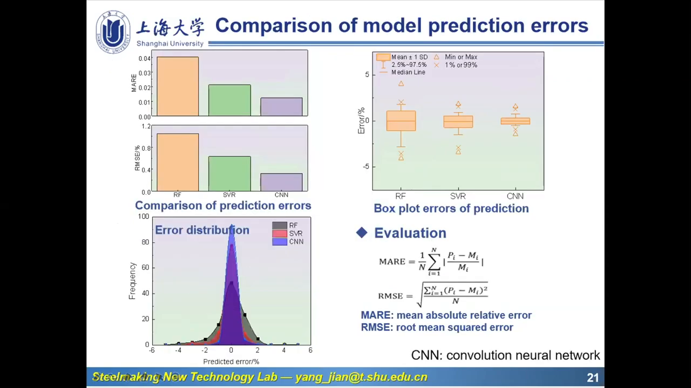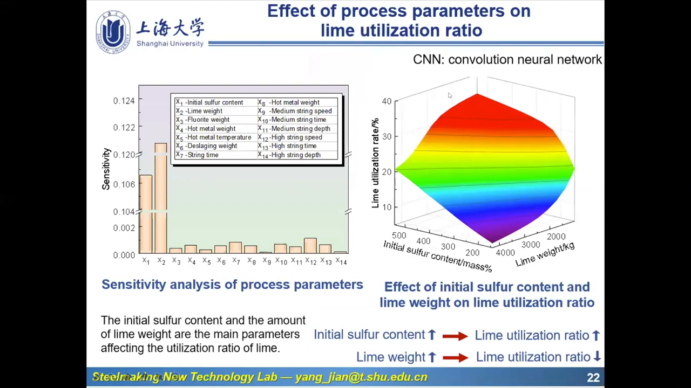And here is a comparison of the model prediction error. We also use the mean absolute relative error and the root mean square error to evaluate these three models. You can also see the third one, the convolutional neural network, has the lowest error. And the error box is also the best one. And in the error distribution, the third model is also the best. So we use the third model, the convolution neural network, to analyze the effect of the process parameters on the lime utilization ratio.